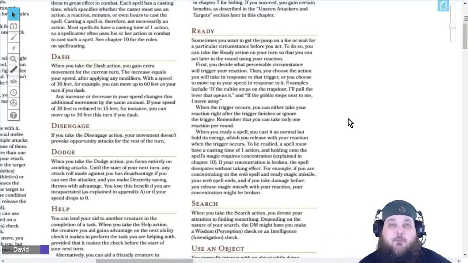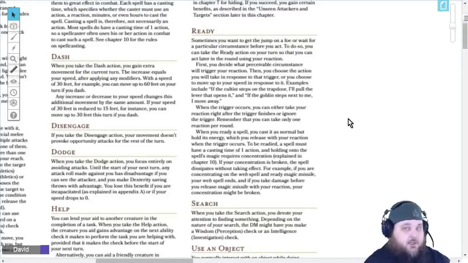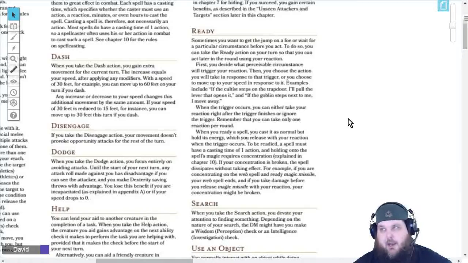So say if you get hit from behind, that's going to require a concentration check, because now you're concentrating on saving the spell and emptying its magic towards something that's going to trigger your reaction. So if you get hit, then the spellcasting rules say you either have to do a DC 10 Constitution saving throw or the DC of the damage taken, whatever is higher. So just make sure you remember, if you get hit concentrating on holding a spell for a readied action, you need to make a concentration saving throw to make sure that you're still concentrating. Because if you fail the saving throw, then you lose your readied spell.